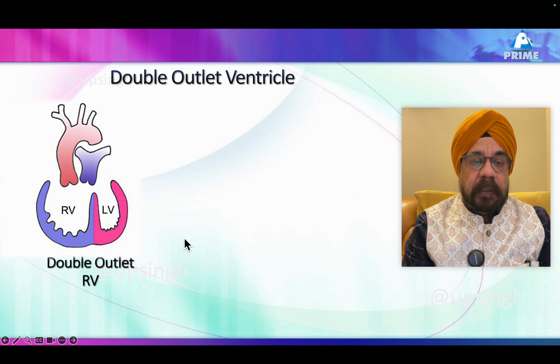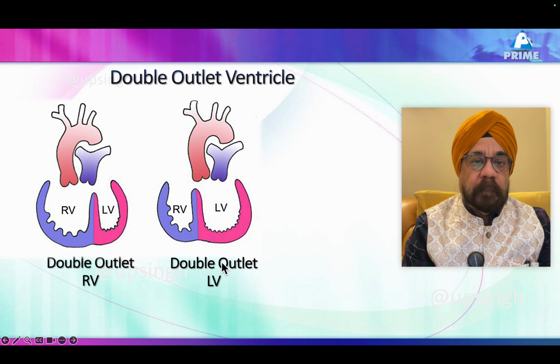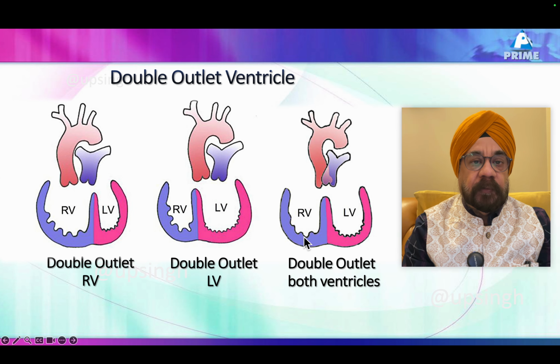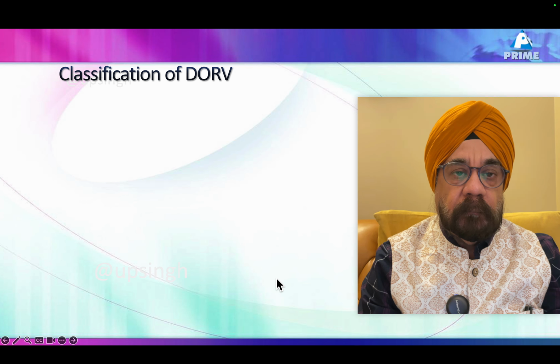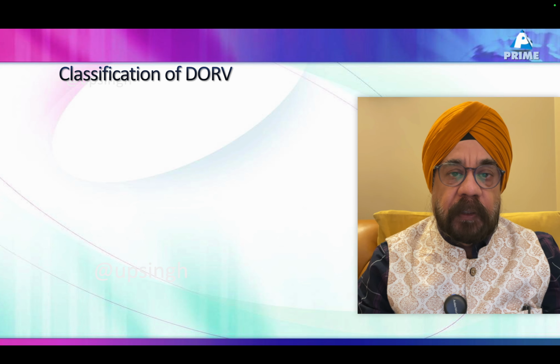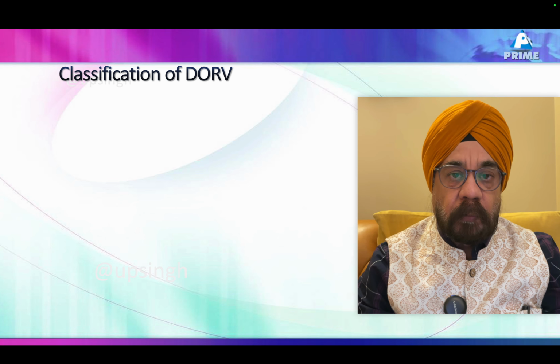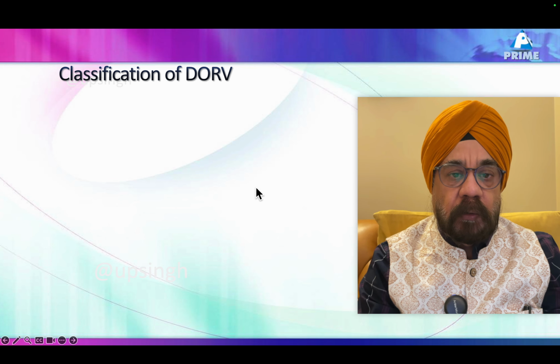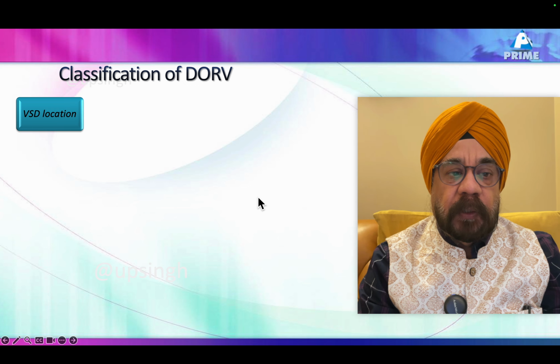Now, double outlet right ventricle is one type of double outlet ventricles. Second is the double outlet left ventricle, extremely rare. I've just seen one case, and I haven't seen any case of double outlet both ventricle, with both aorta and pulmonary artery actually overriding the ventricular septum. It's important because DORV is a kind of syndrome, and both arteries coming from the right ventricle is just one component of the syndrome. To complete that syndrome, you have to know what other components are.